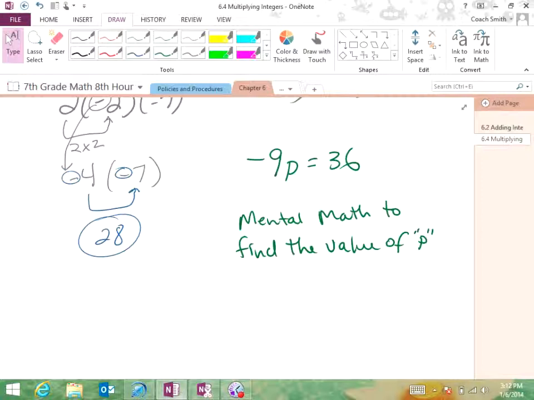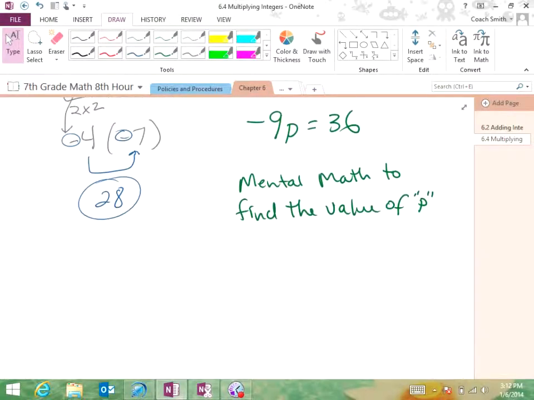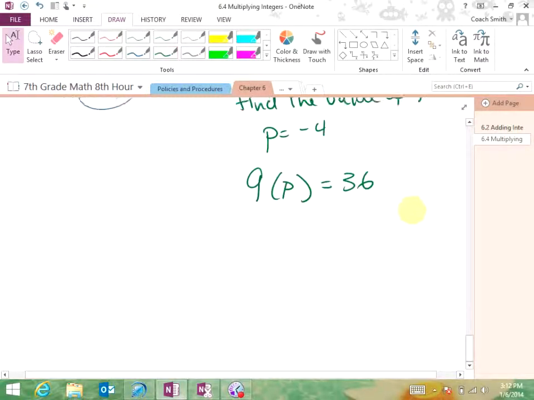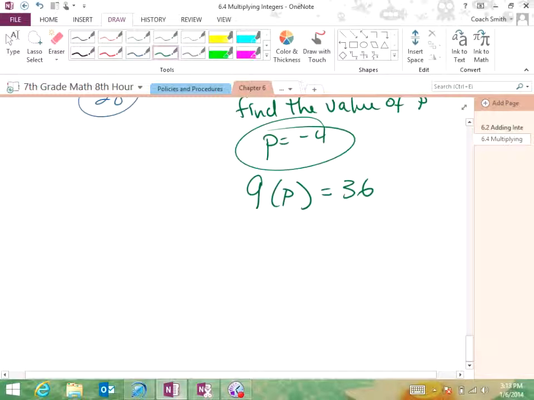All right. Nicole, what'd you get? Negative 4. P is equal to negative 4. That is correct. Now, what they're asking you is this. That is your answer. They're asking you what number times negative 9 would equal positive 36.